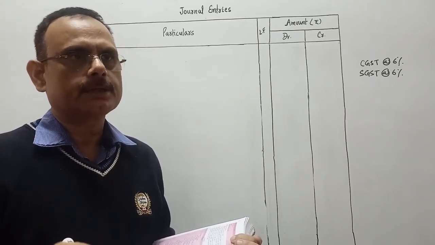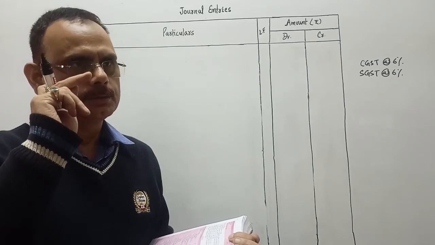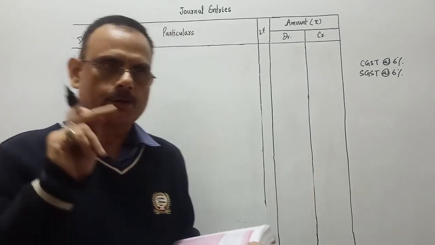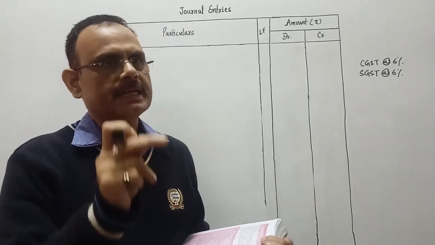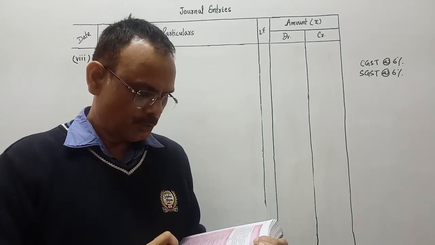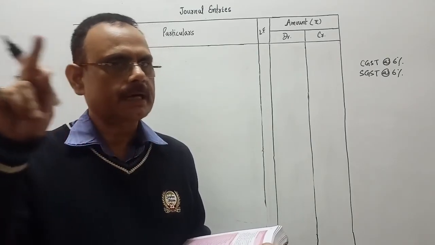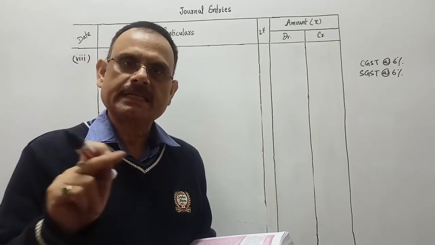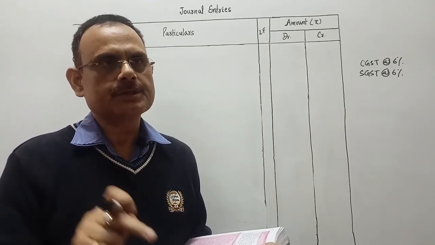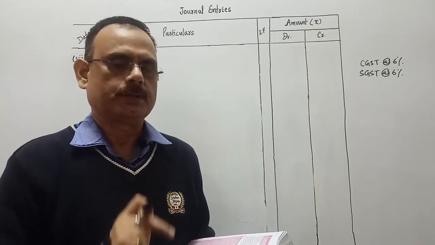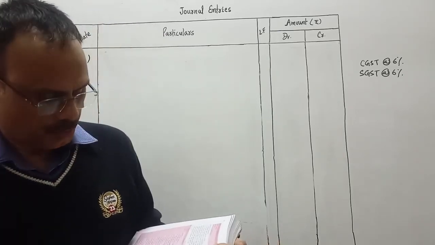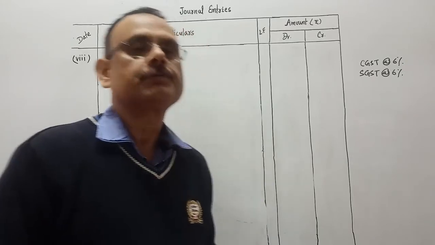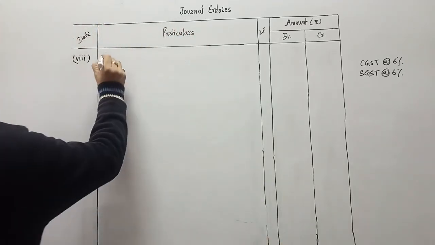So you know that this entry will be recorded at cost or market price, whichever is less. Goods costing 10,000 and market price is 11,000. So cost is less than the market price, then this transaction will be recorded at cost. Goods costing rupees 10,000 were taken by the proprietor for personal use.